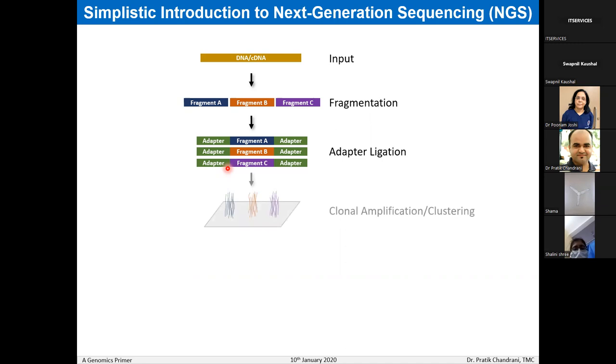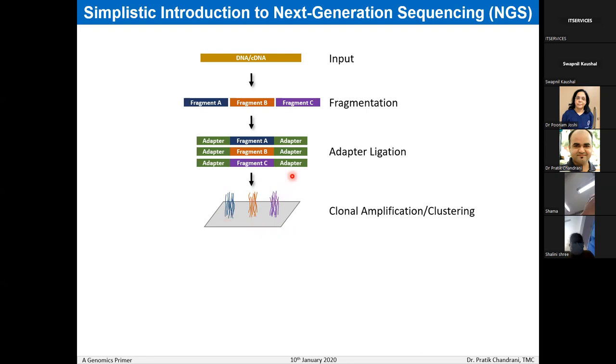Now, about a million different such fragments are there. We put them all onto a glass slide, which is a normal slide, like a microscope slide, roughly the same size, but it is actually a biosensor slide. It has a complementary DNA ligated onto the slide, which is complementary to one side of the adapter.